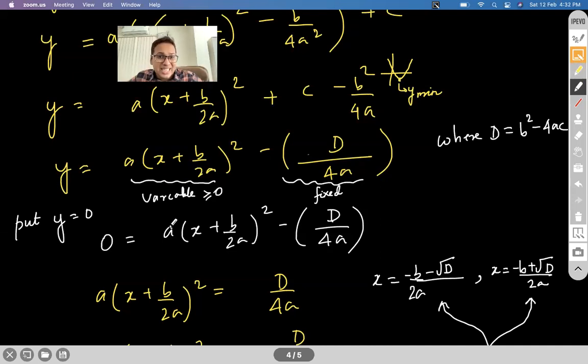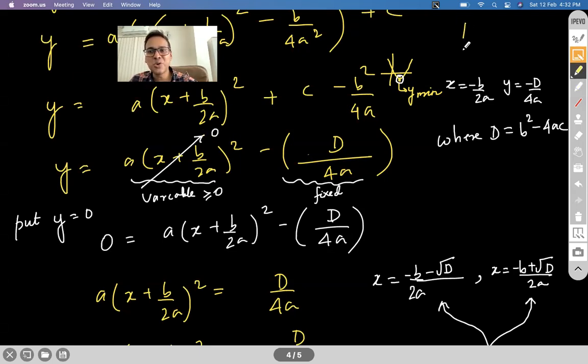So if you want your y to be the least, what would you do? You say, I will put this variable at its least value so that whatever I get is the least value of the entire expression, because the second term is anyway fixed. It's not going to change. So you're going to put your x value as minus b by 2a in order to make it the least, which is zero. When you do that, this entire term will go for a toss, and you'll be left with minus d by 4a as your y value. This becomes the coordinates of the vertex of the parabola. Okay, this is already known to you, right? Now, what happens if your parabola was opening downwards?